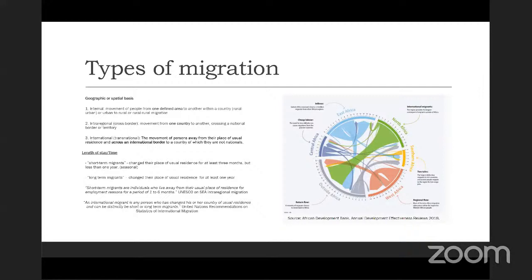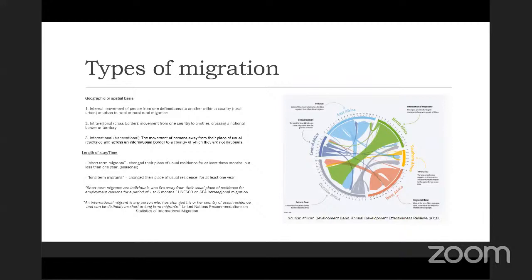Some of the movement is obviously, and we will talk about it as we go, about how it is really being facilitated. Is it regular? Is it irregular? And others use the terms, is it legal or illegal? We'll get to understand that a bit more as we go on.